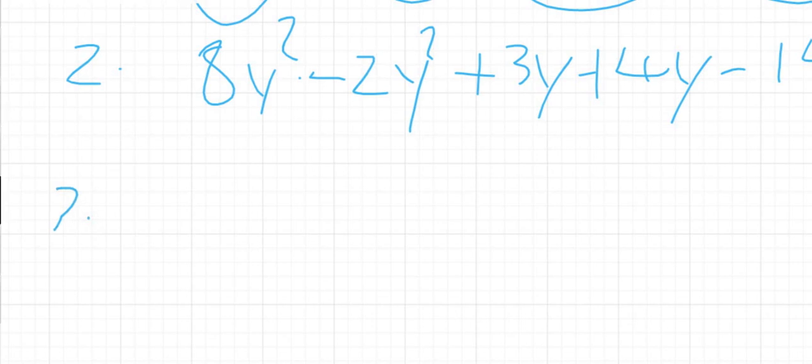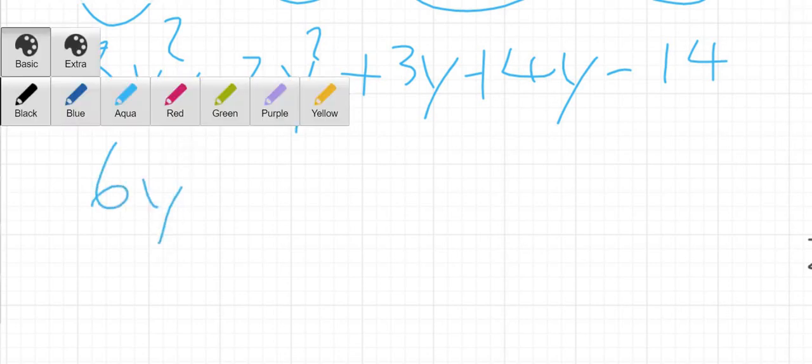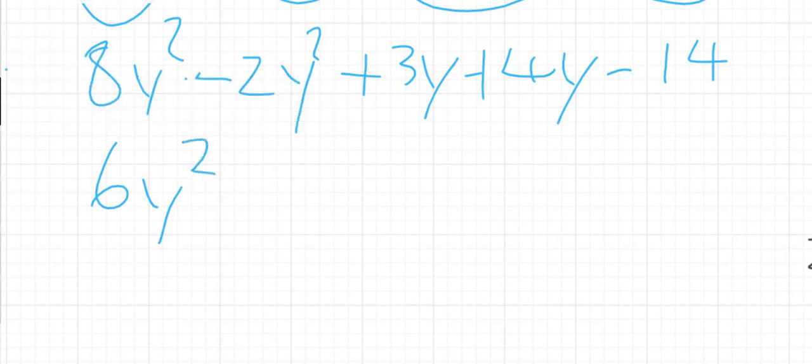So we simplify by just adding or subtracting the like terms, depending on what mathematical operation we are seeing among the like terms. So we have 8y squared minus 2y squared. That leaves us with 6y squared. And now we have 3y plus 4y. That gives us 7y. And we bring back the negative 14 that does not have a like term. So this is how we simplify.